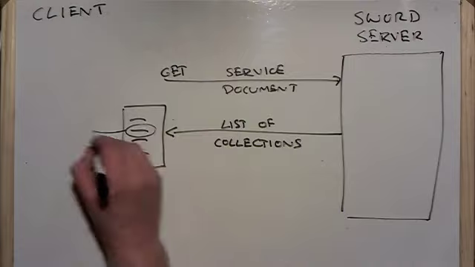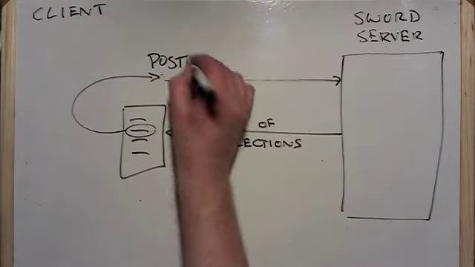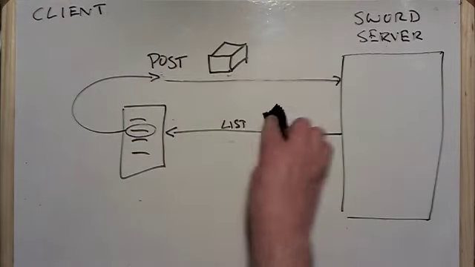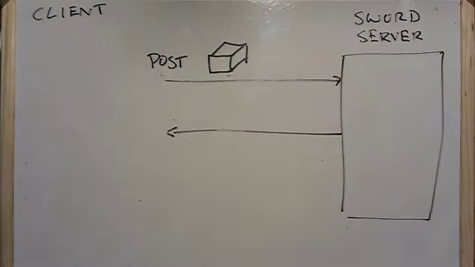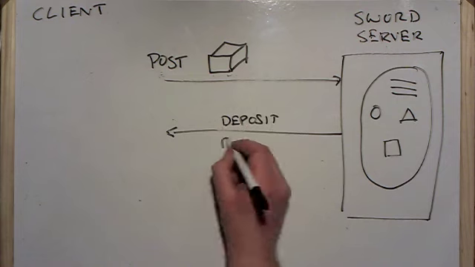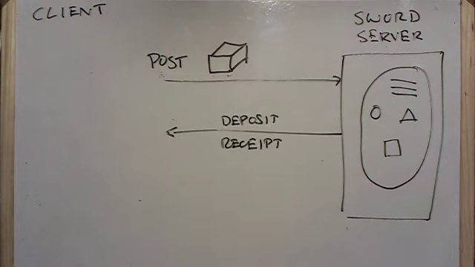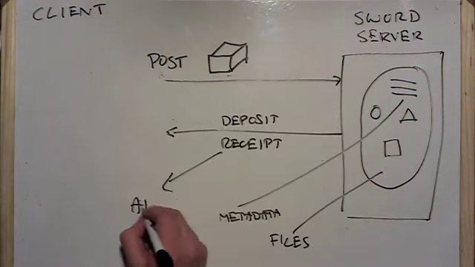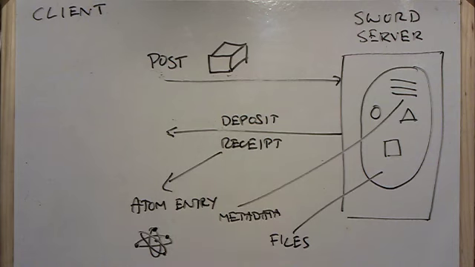Now from that list, I can then select a collection and post to it a package of content that I want the server to accept. What the server is going to do with that is unpack it, create me an object, and into it put the metadata and the files that I've sent it, and give me back a deposit receipt. And that deposit receipt is basically an atom entry.